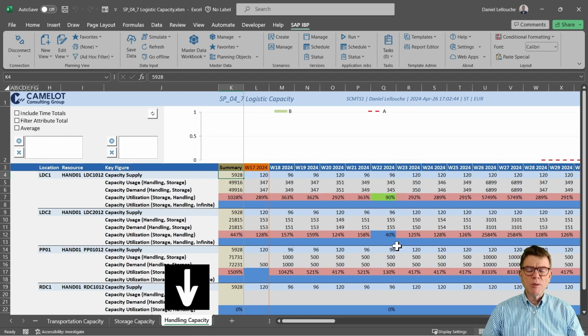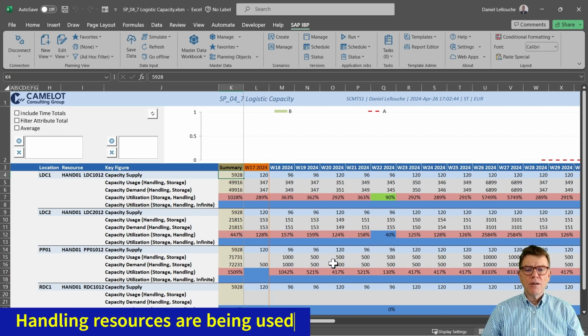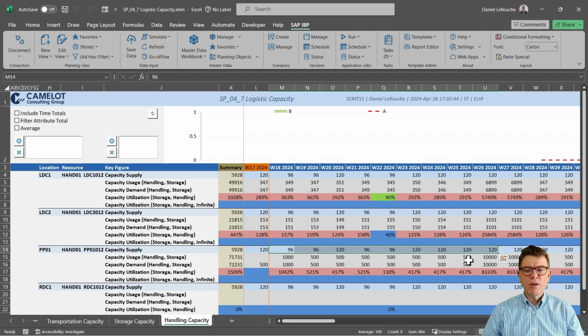And from the handling perspective, of course, we are receiving and shipping products from the different locations. Therefore, there is some handling consumption, as we can see here with, well, it's overloaded, but that's not the focus on this use case, sorry. But we see that the handling resource is currently in use due to the heuristics results.